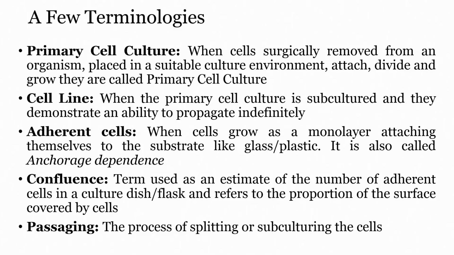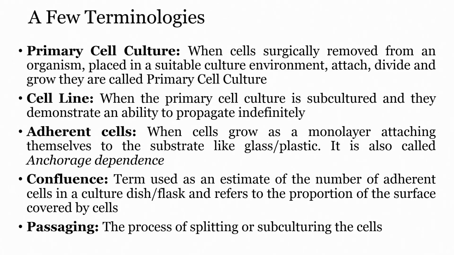So, what is primary culture? When cells are surgically removed from an organism, placed in a suitable culture environment, and attach, divide and grow, they are called primary cell culture. These terminologies we need to understand, so that when we talk about tissue culture, it is easily understandable.